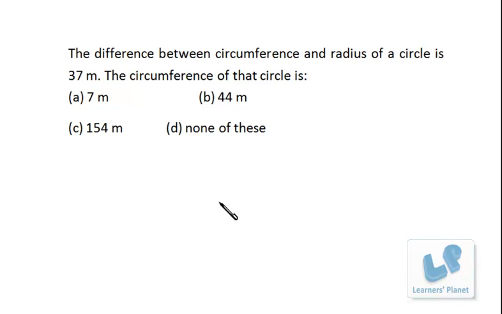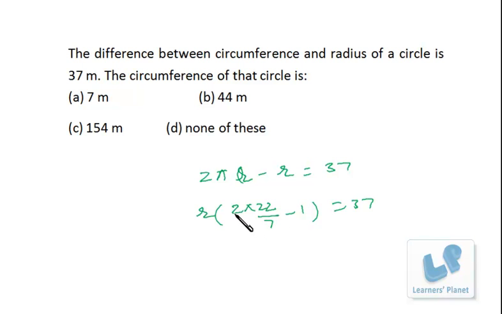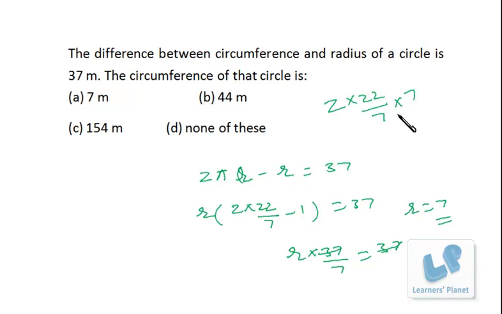Let's try this question. The difference between the circumference and radius of a circle is 37 meter. We have to find out the circumference. So it's 2 pi r minus r is 37. Let's take r as common. It's 2 into 22 by 7 minus 1 is 37. So 22 2s are 44, 44 minus 7 is 37. So r into 37 by 7 is 37. So r is 7. Now we have to find out the value of 2 pi r, that is circumference. So that is 2 into 22 by 7 into 7. So it's 44.